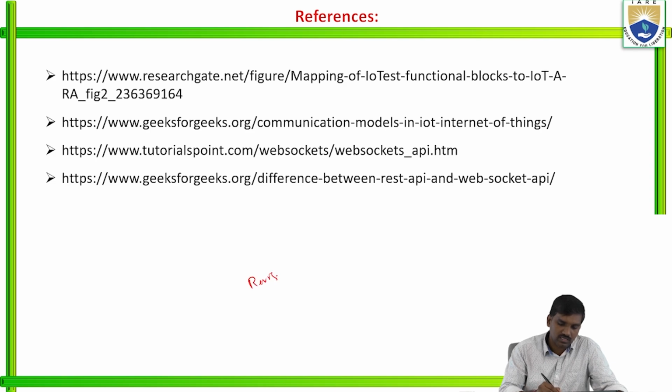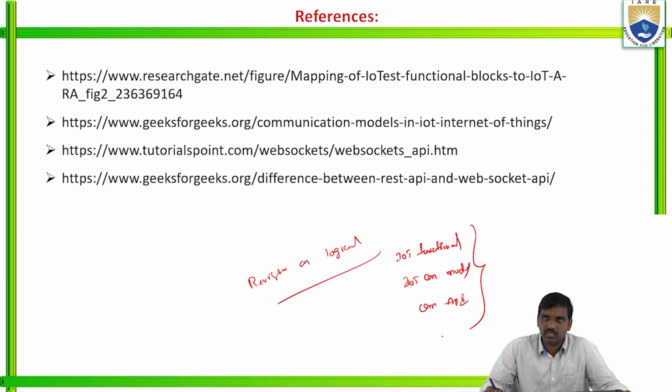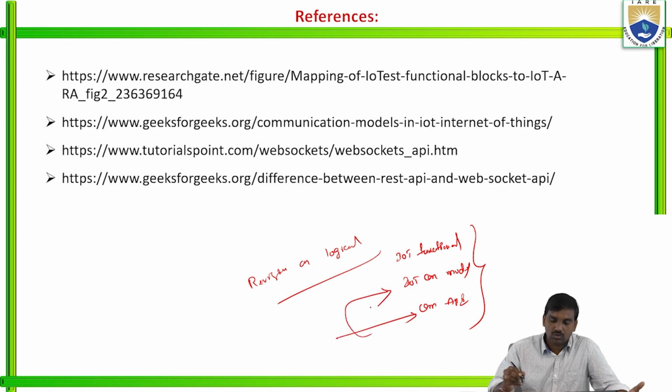So this is the revision on the logical design of IoT. The logical design of IoT includes IoT functional blocks, IoT communication models, and IoT communication APIs. These three are very, very important under the logical design of IoT. When you go for APIs, you must have knowledge of communication models, so the same features will be applied to the communication APIs also. The remainder continues in the next class.